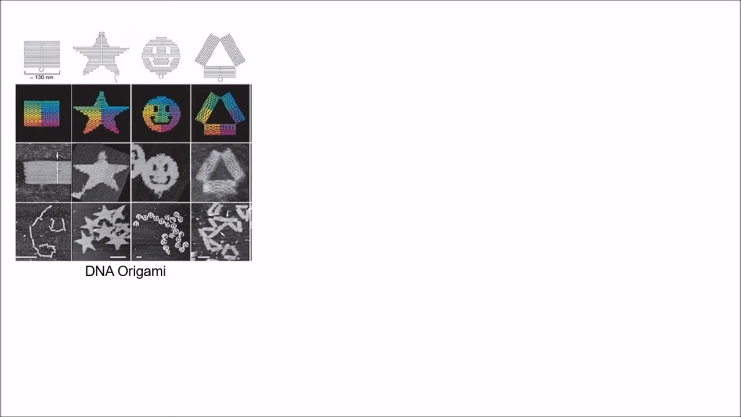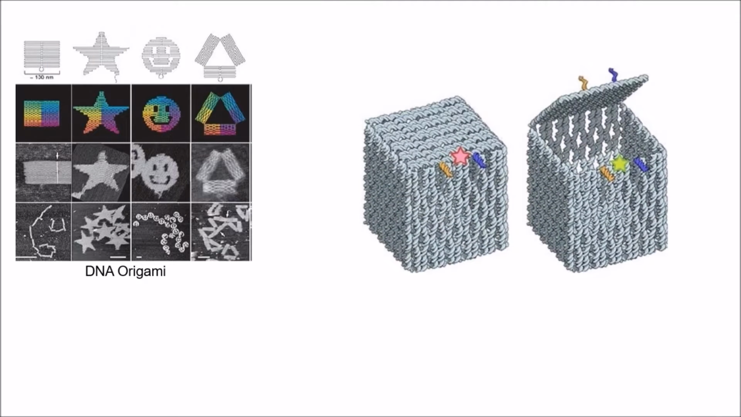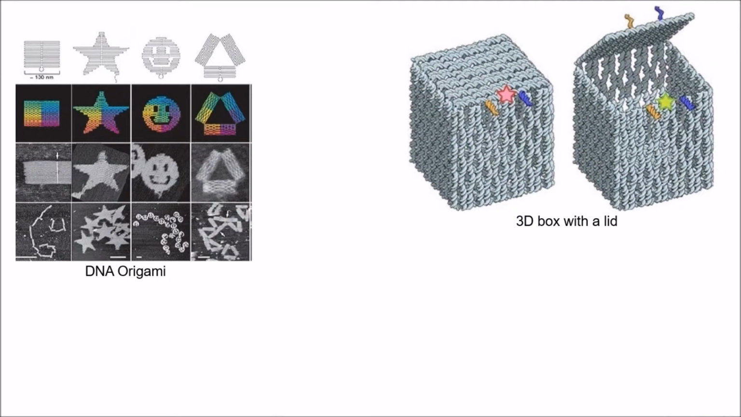The possible applications of designed nanoassemblies are numerous. DNA origami, the manipulation of DNA strands, allows for complete control over nanostructures. It's possible to make smileys and even a box with a lid that opens and closes.